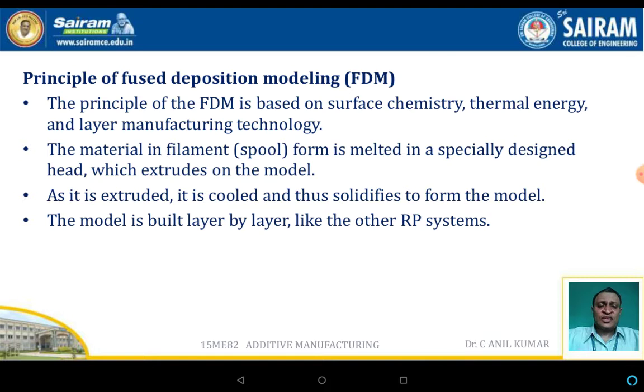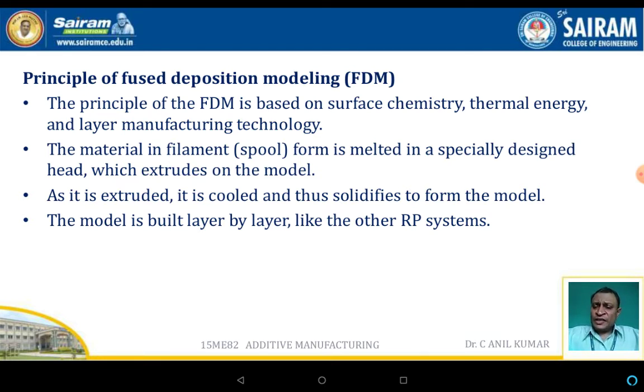The thermal energy is nothing but, as we are using the polymer, the melting temperature of the polymer inside a preheated chamber is also essential. And also the layer manufacturing technology. The layer manufacturing technology means it may be in the form of drops, or in the form of a line, or in the form of planes.